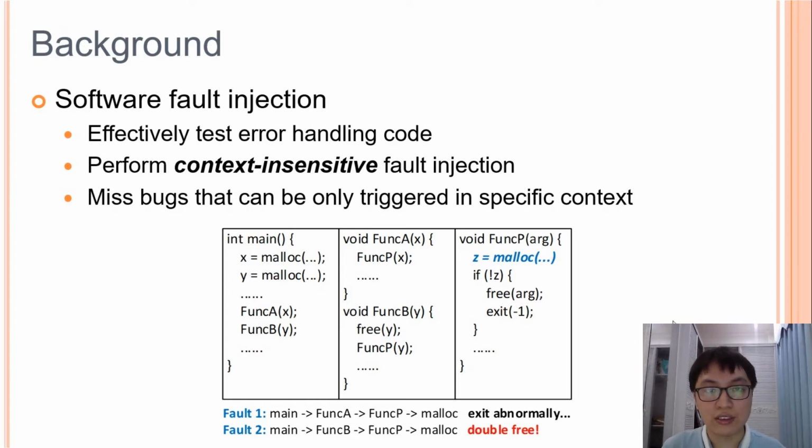When the runtime call stack is same as fault 1, the failure of malloc function will cause the program to exit abnormally, but no bug will be triggered. When the runtime call stack is same as fault 2, the failure of malloc function will cause double free. It is difficult for existing software fault injection approaches to find this bug.